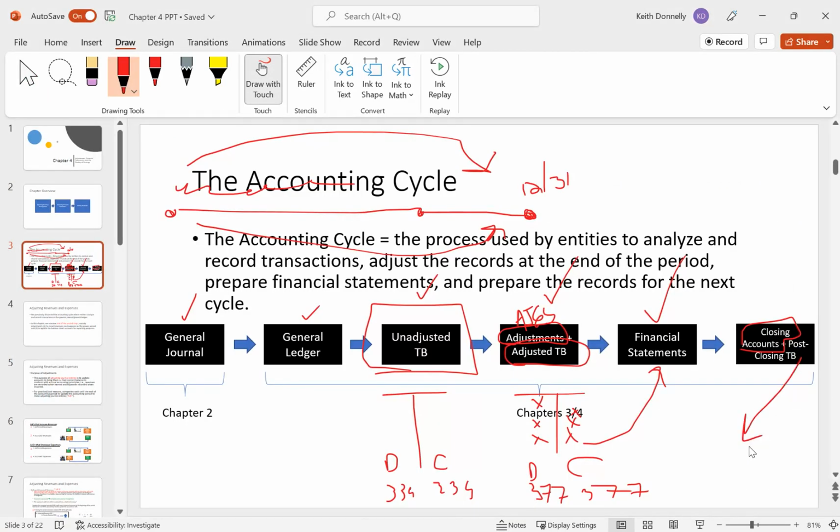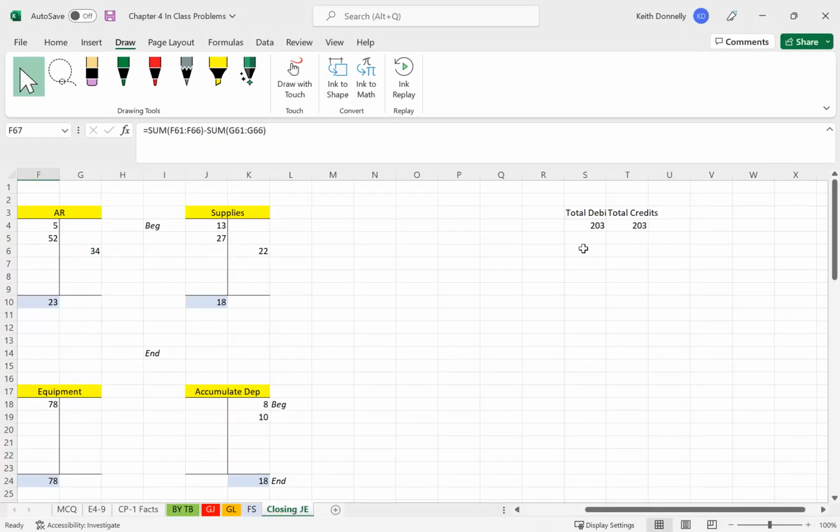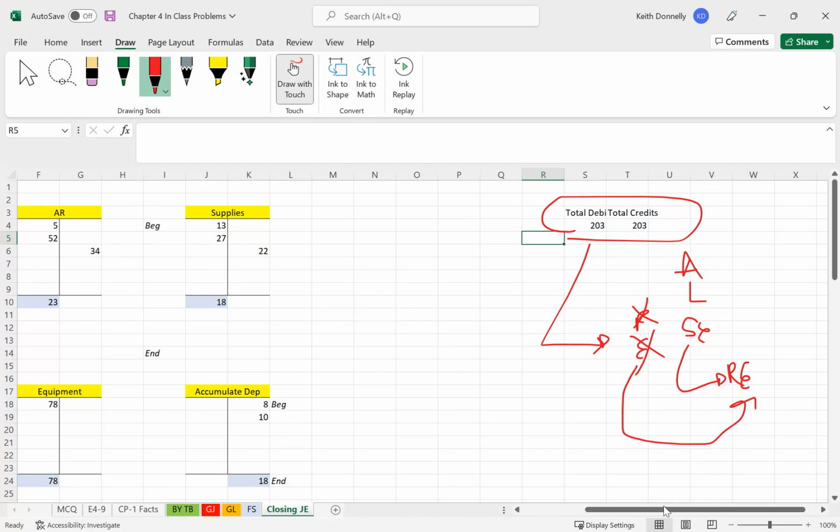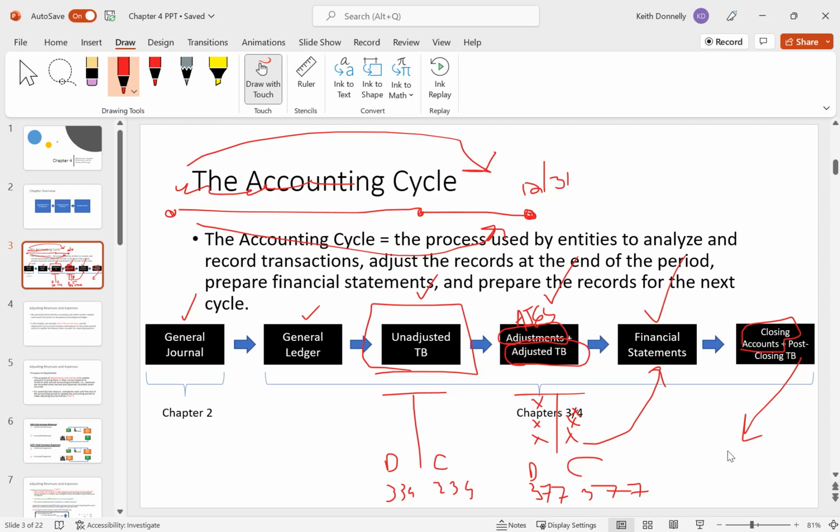And then finally, if you were to go back after these were all zeroed, the last step would be a post-closing trial balance. And that would be the equivalent of this right here, 203. And on here, all our revenues and expenses, you don't even need to put those on there. We're just going to have our assets, our liabilities, and our stockholders' equity. In there, we're going to have our retained earnings, which will have those revenues and expenses.